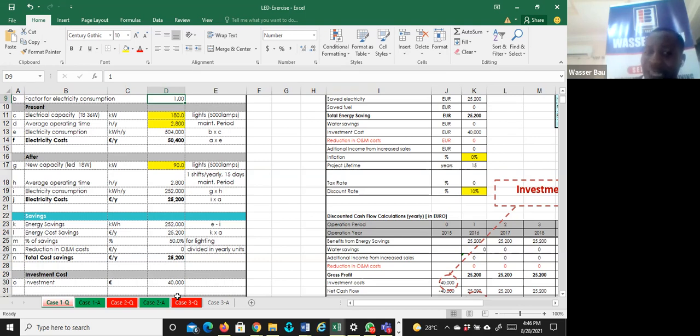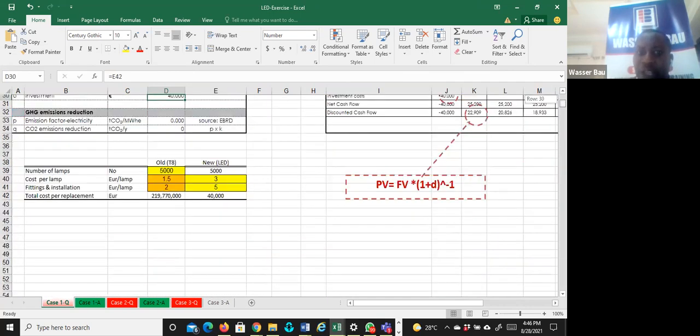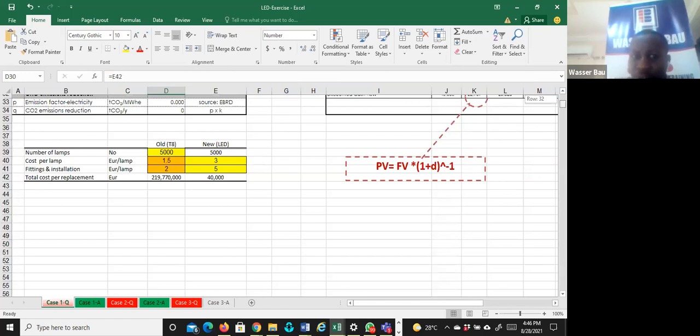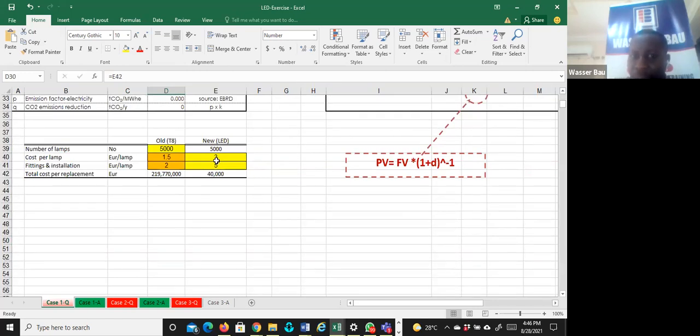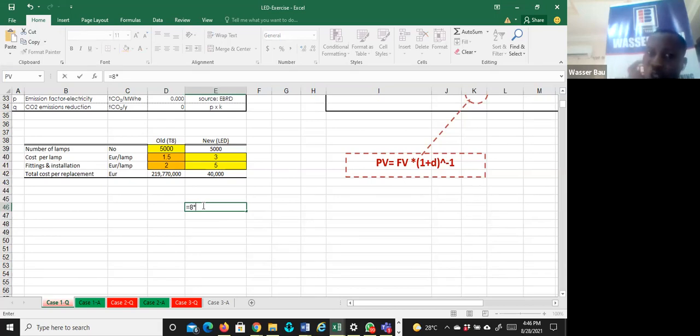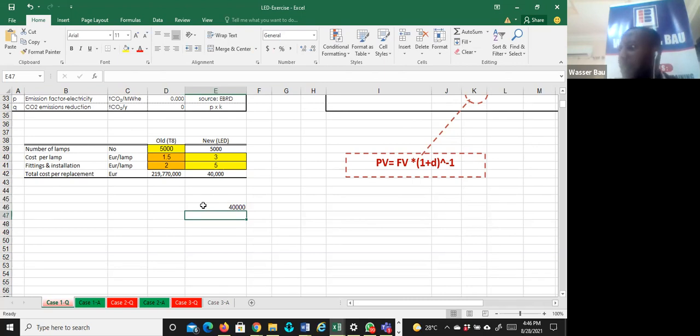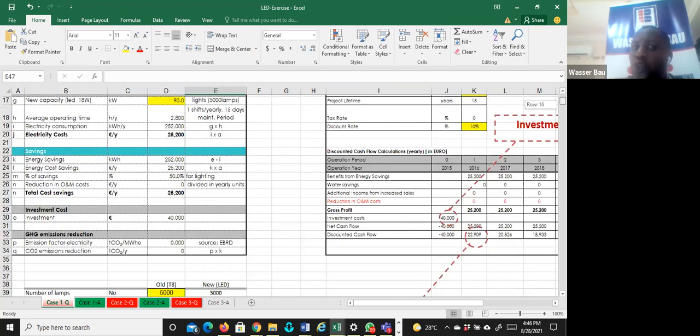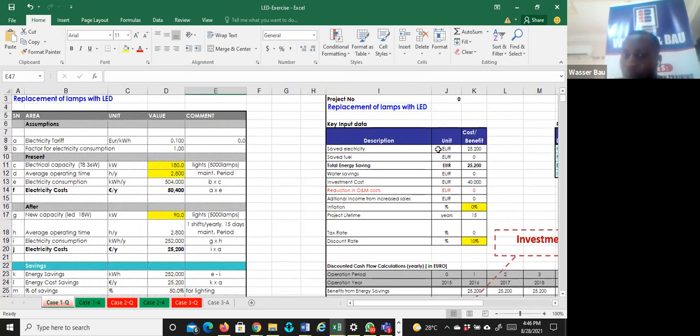And the initial investment, what it will cost me is 40,000. We all know how we got about 40,000. We got 40,000 by the cost of the lamp, plus the cost of installation, which is 8 naira. So this will be equal to 8 times the number of bulbs I'm buying. So the cost of installation and the cost of buying the bulb is 8 naira, and I'm buying 5,000 bulbs. So that will be 40,000. So the cost is 40,000, and the savings is 25,200.